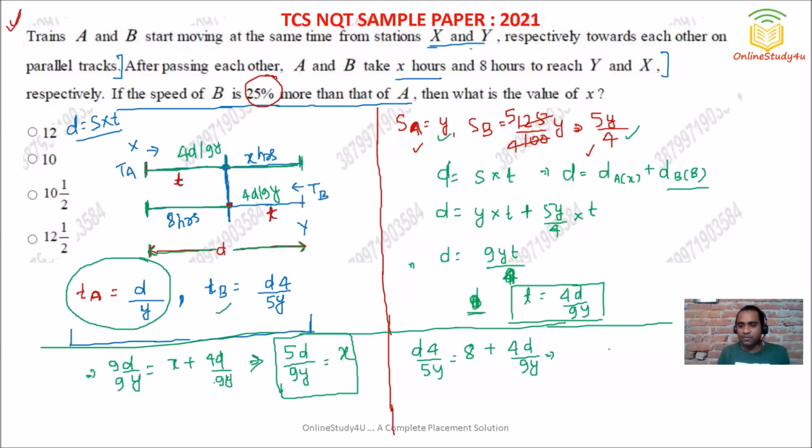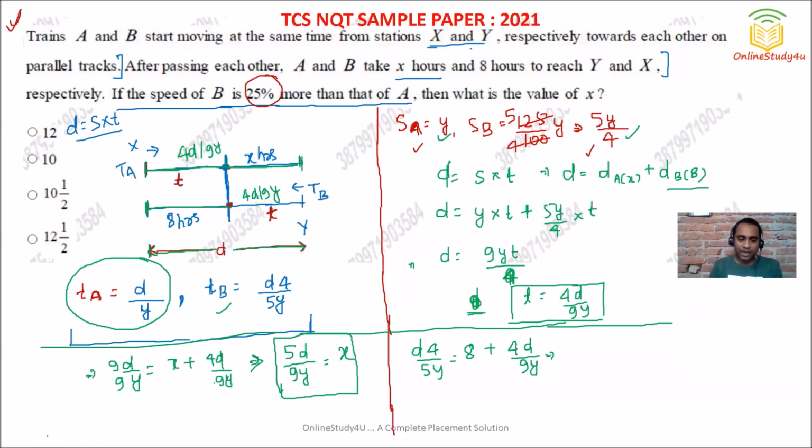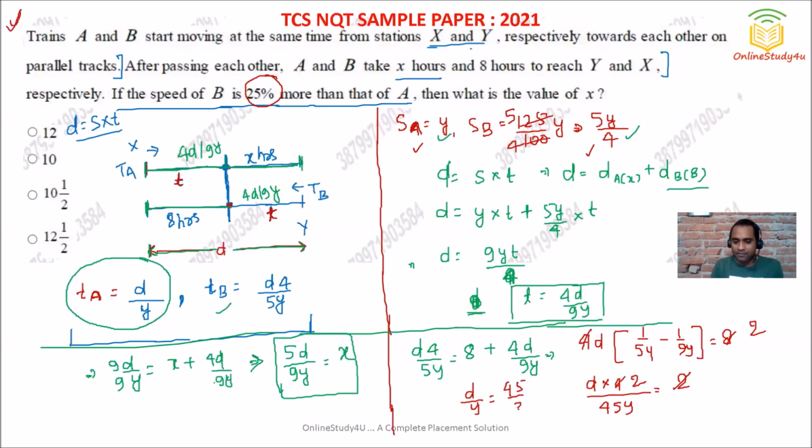Now this we will try to solve a bit here. If you take the LCM, then 4d, anyway I will take common. So 1 by 5y minus 1 by 9y, one step I am reducing from here. So 4 will divide this by 2 times. So d, and here it will become 9 minus 5 will be 4, divided by 45y, will be equal to 2. I have taken the LCM, you can take it directly. This is 2 times. So d by y will be equal to 45 by 2.